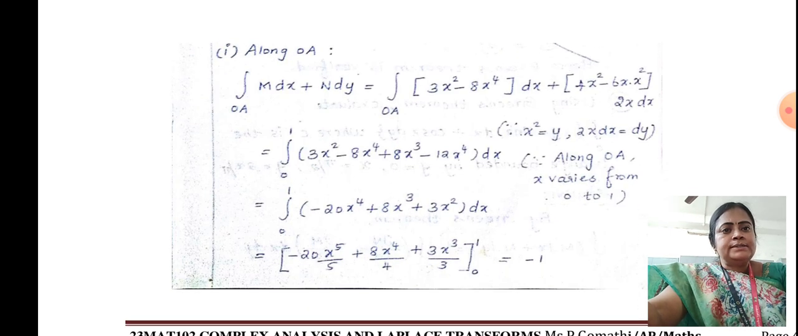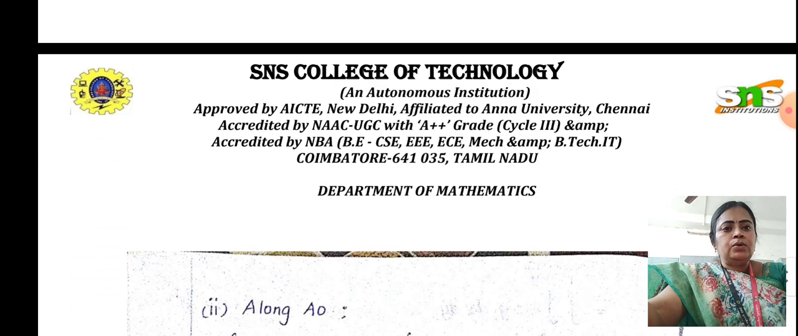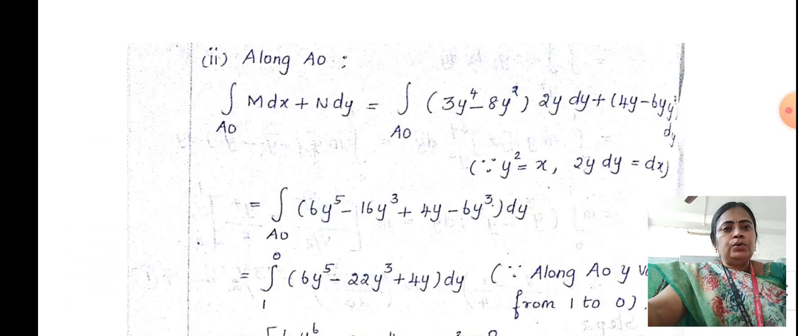Integral over OA is equal to integral OA of (3x square minus 8x square) dx plus (4x square minus 6x into x) into 2x dx. After simplification we get the answer to be minus 1 along OA. Similarly, along AO we get integral AO of M dx plus N dy equal to integral AO of (3y power 4 minus 8y square) into 2y dy plus (4y minus 6y) dy. Since y square equal to x, 2y dy is equal to dx.